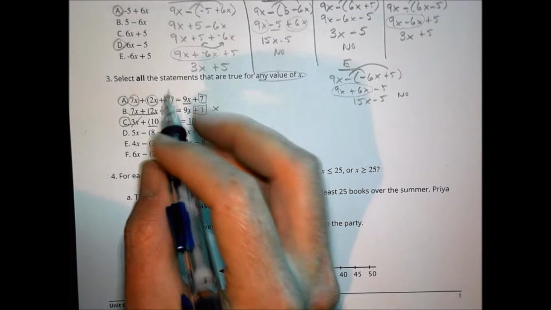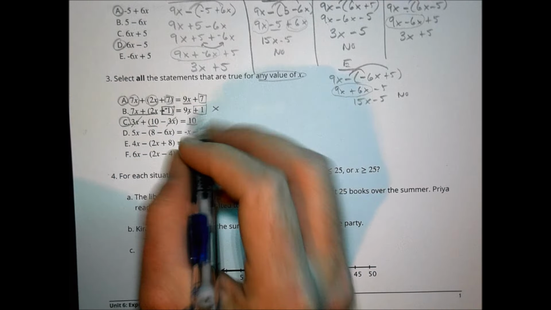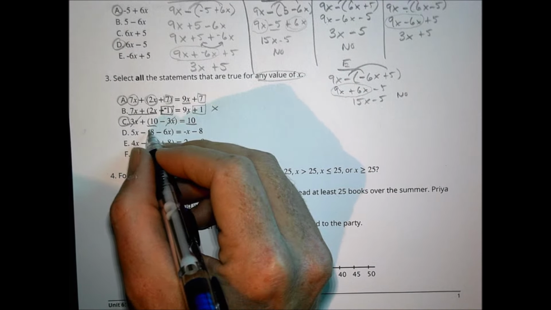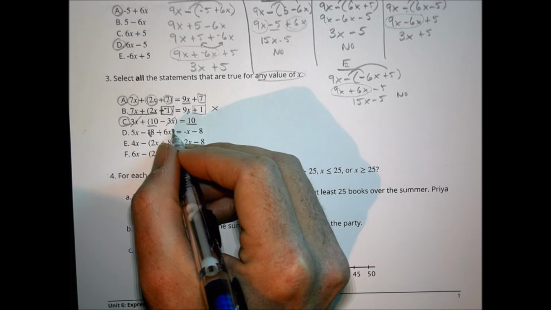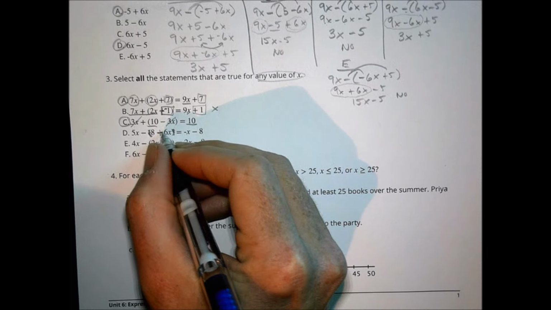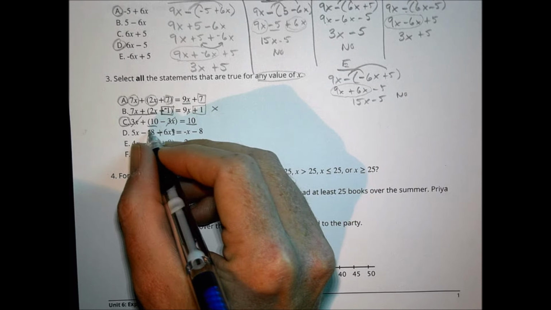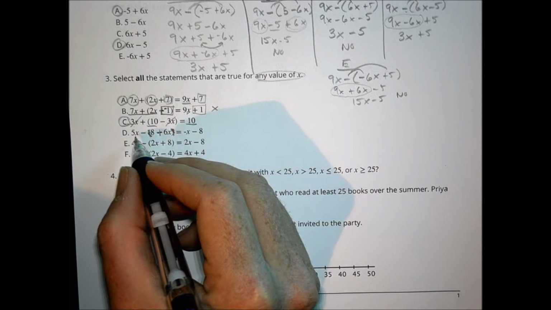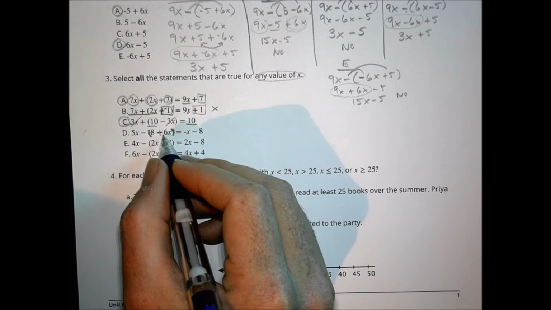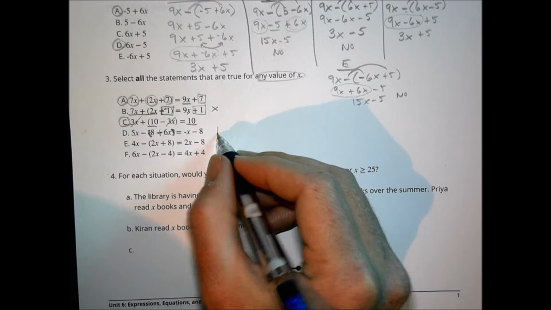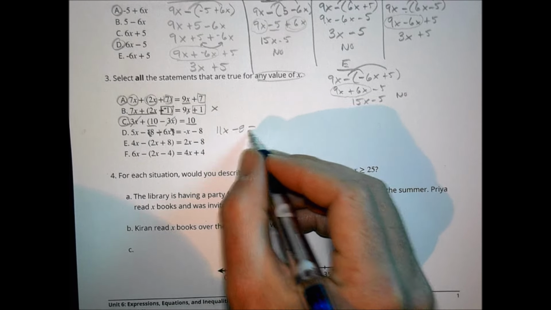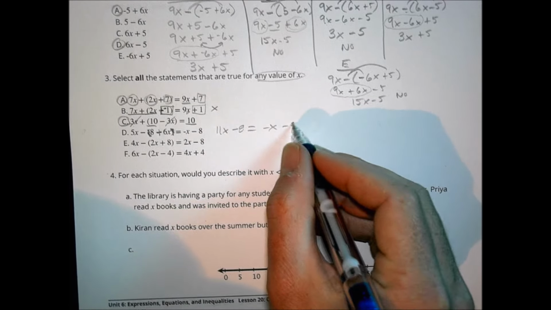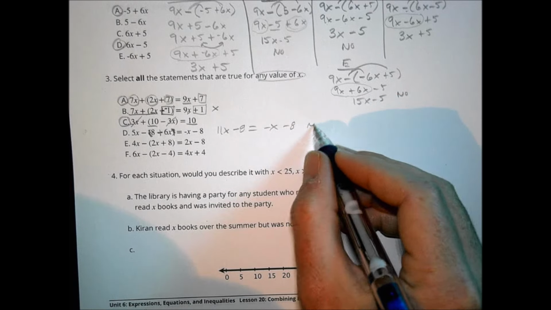On this next one, if we distribute the negative through, we end up with a negative 8 and a positive 6x. Okay, is what we end up with when we get rid of the parentheses there. So now a 5 and a positive 6 becomes 11x there minus 8. Is that equal to negative x minus 8? We would say no, not going to work.